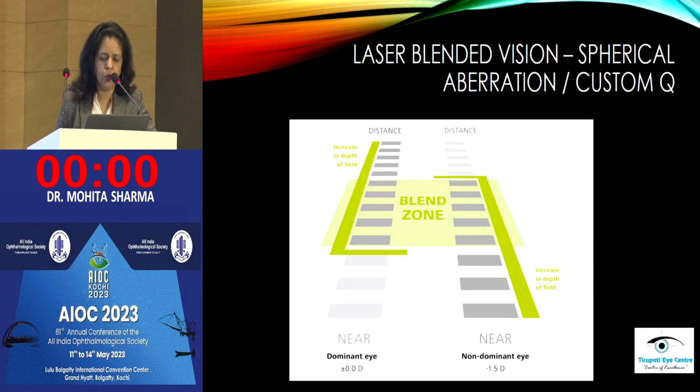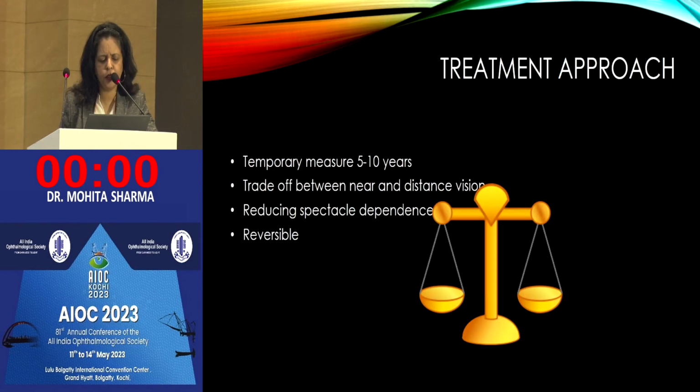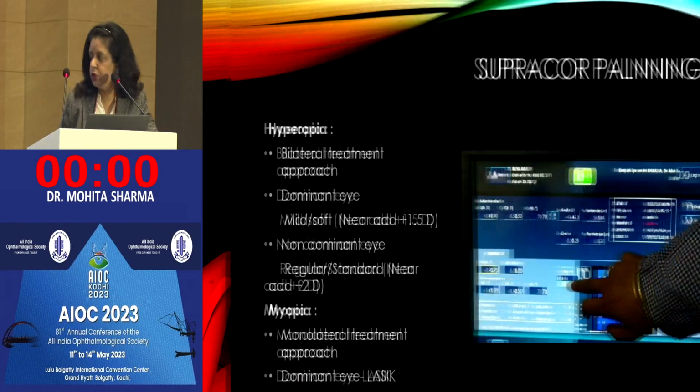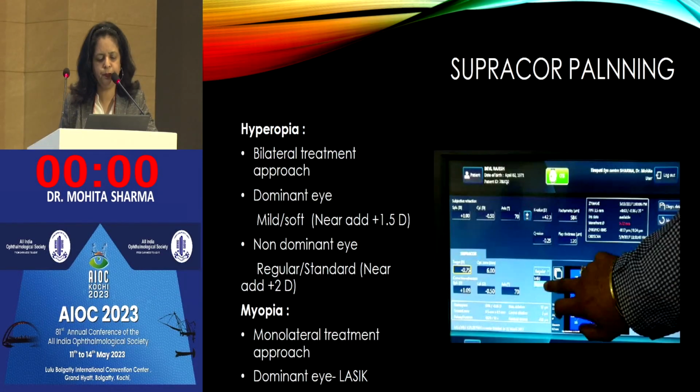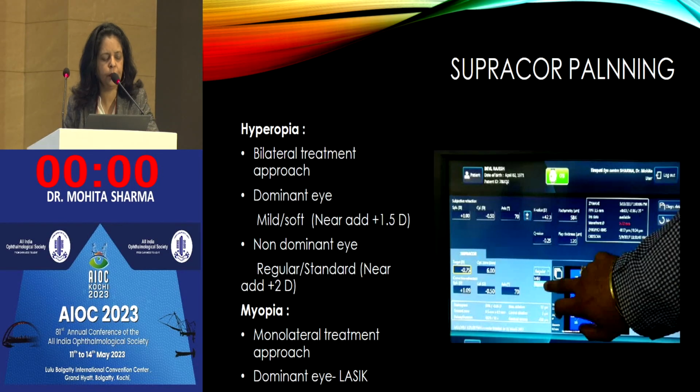Out of these, one procedure which works on a little different principle is the Presbyond, where there is a laser blended vision. It basically plays with spherical aberrations, and there is an alteration in the spherical aberration which is responsible for near vision, and this is combined with a micro monovision. So we can skip these patient selections, etc., because I think time is over. So just a brief about how the treatment is planned.